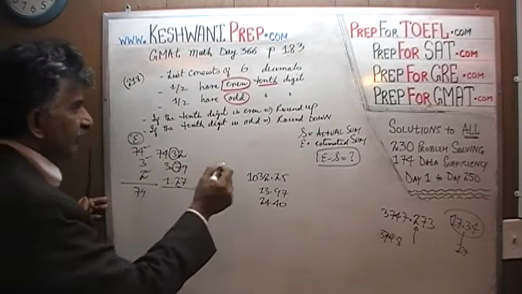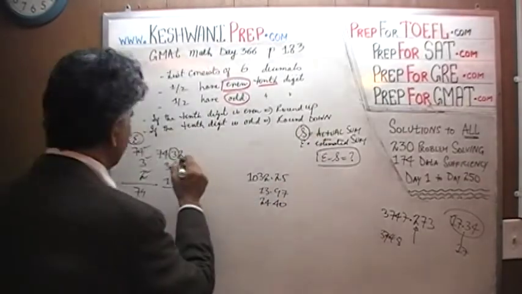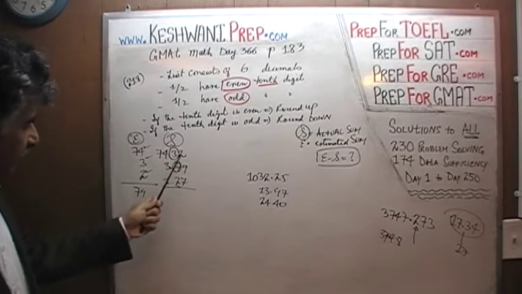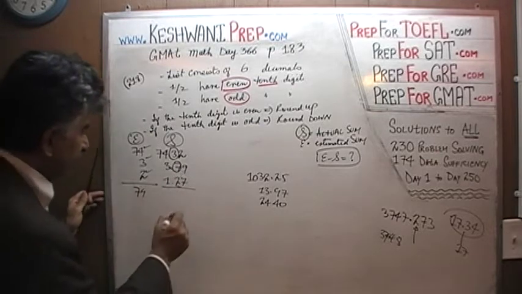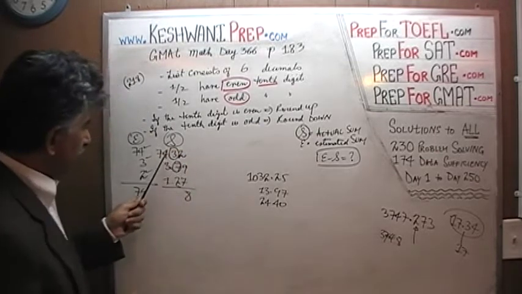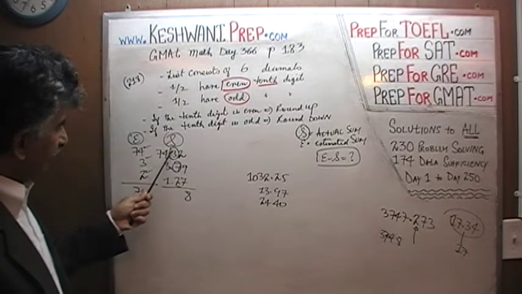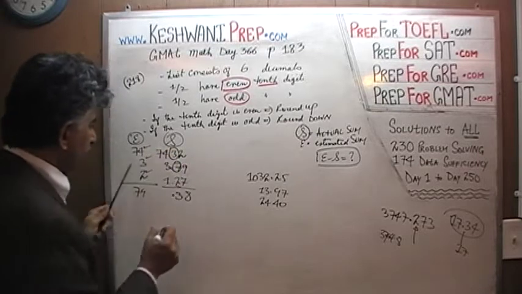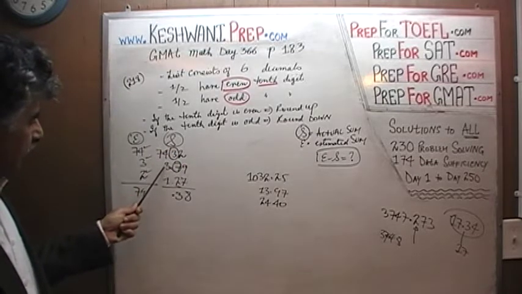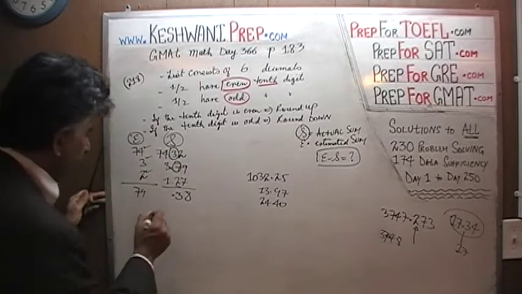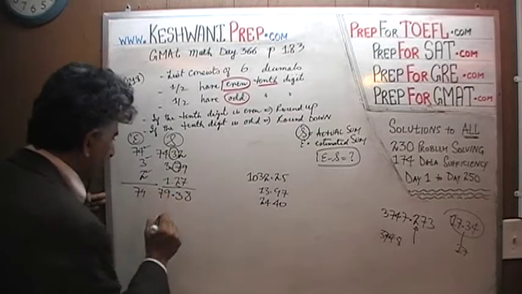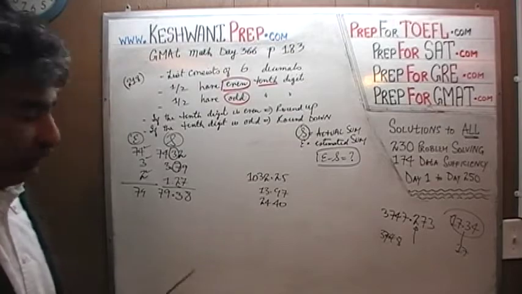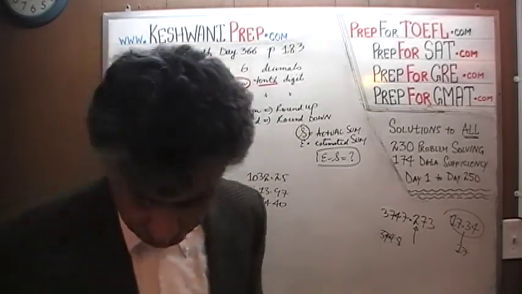Now let's add up the real value. This is the actual value, the S. I see 2 and I see 7. 7 plus 2 is 9. 9 plus 9 is 18. That's 8. Carry 1. And when we carry 1, we get 3 plus 7 is 10, plus 1 is 11, plus 2 is 13. Carry 1, we get 4 plus 4 is 8, plus 1 is going to be 9. So it turns out that 79.38, the actual value, is rounded to 79. So far, so good.